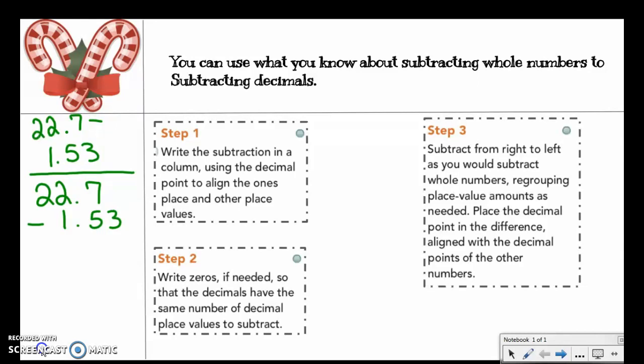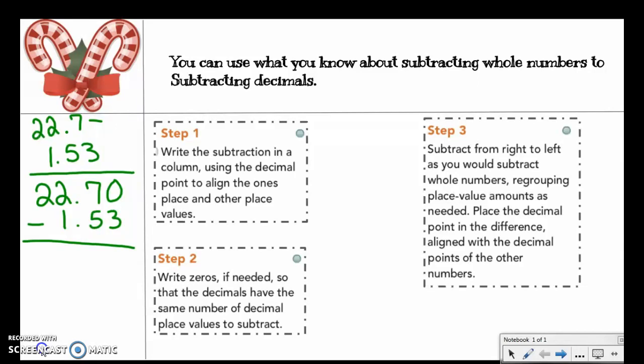Step 2, write zeros if needed so that the decimals have the same number of decimal place values to subtract. So since 7 does not have a number behind it for 22.7, we can add a 0 to that, and that's what we're going to say that is. All right, so let's go ahead and subtract. And of course, we're going to do step 3, subtract from the right to the left, just like we've been doing ever since we've been subtracting with more than one number.